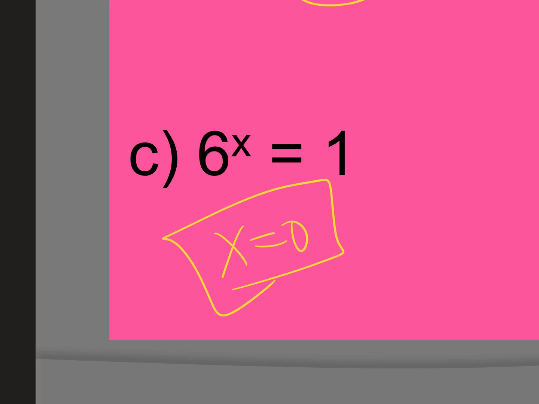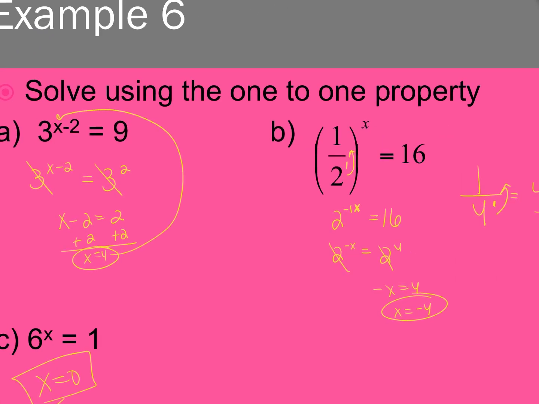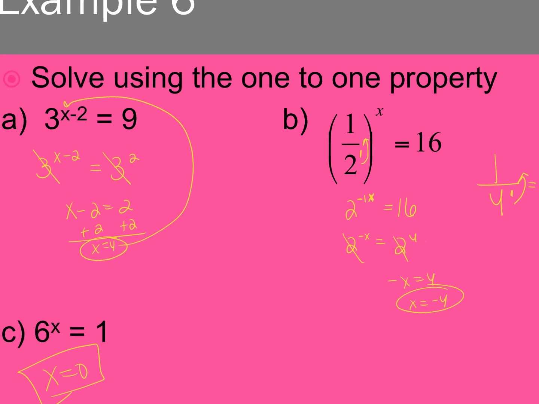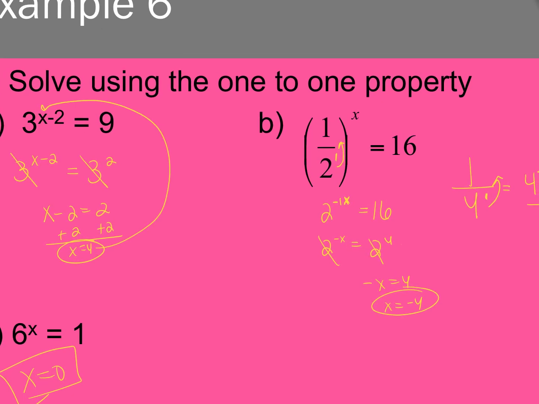So when they say solve using the one-to-one property, that means get the bases to be the same. You absolutely can. Some of you will see some of these a little differently. Ariana saw B differently than I did, which is fine. A lot of us just don't like to deal with fractions. So in order to get rid of that fraction, when you moved your denominator to the numerator, the exponent became negative.